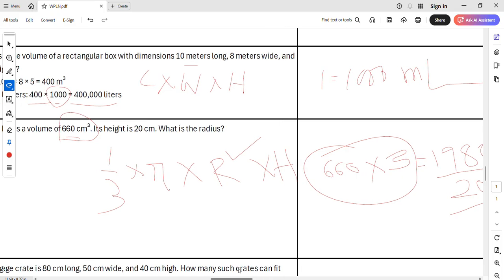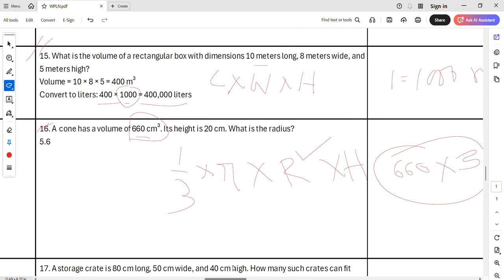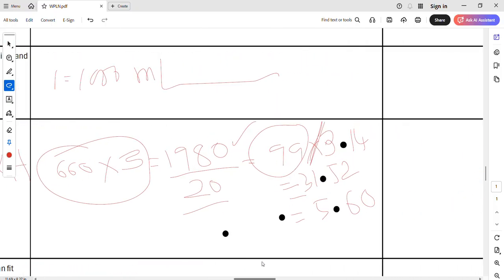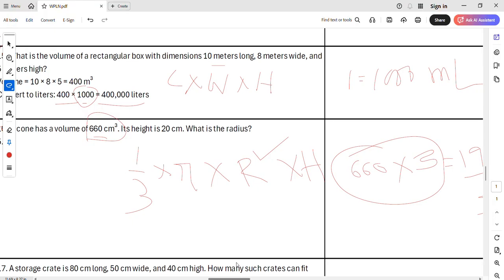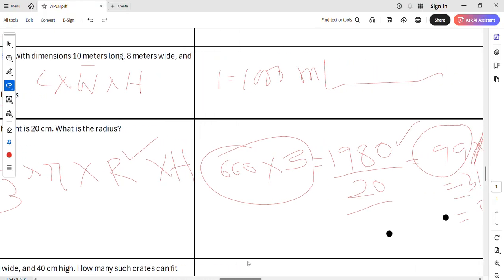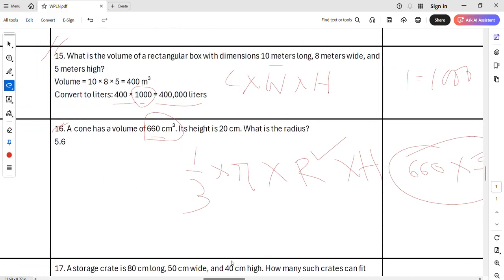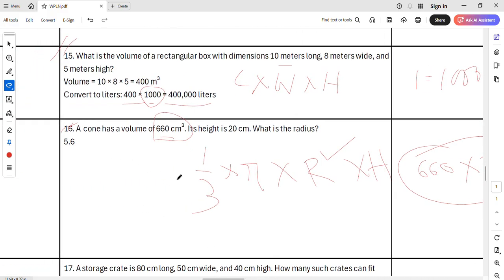Remember this method if asked what the radius is. First of all, what should you do? You have to multiply the total volume, then divide with the height. After that you divide with pi. After that you take the square root, and you get the radius.